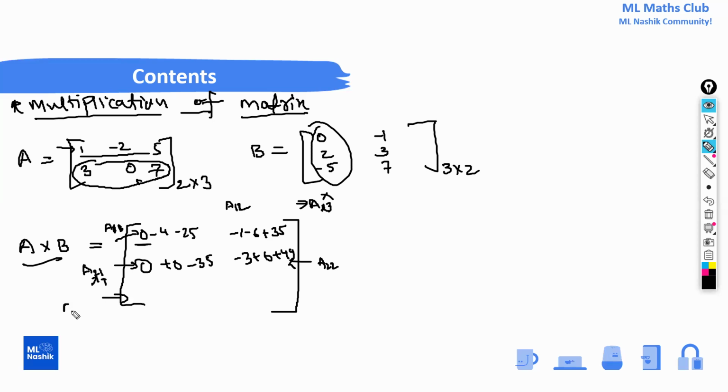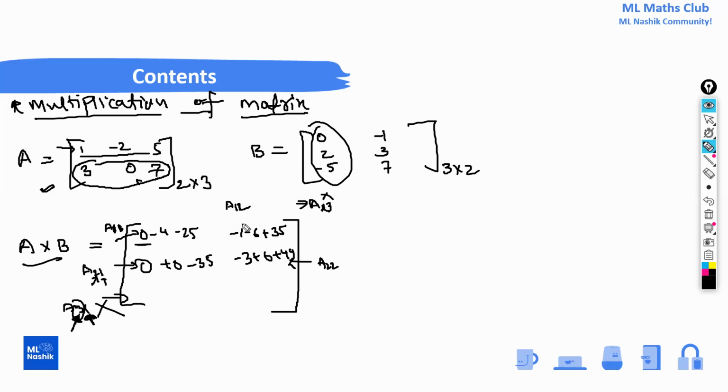Now let us find A31. You have to multiply the third row of the first matrix with the first column of the second matrix. In the first matrix, you can see that there is no third row. So there will be no A31 in this matrix.